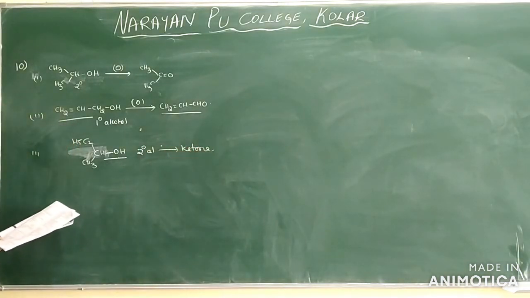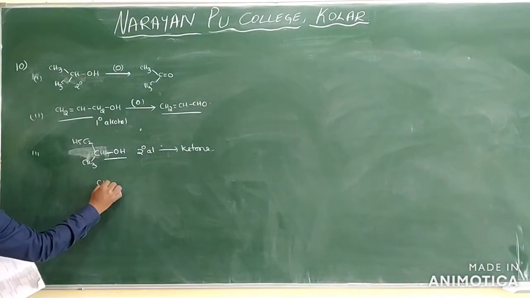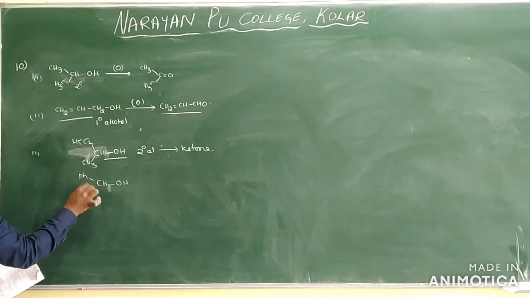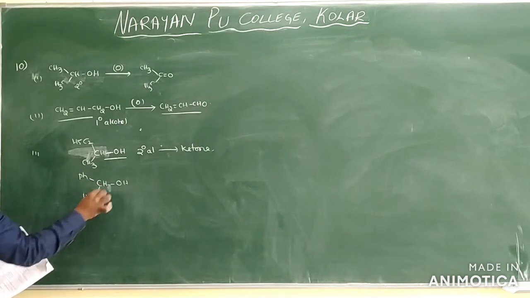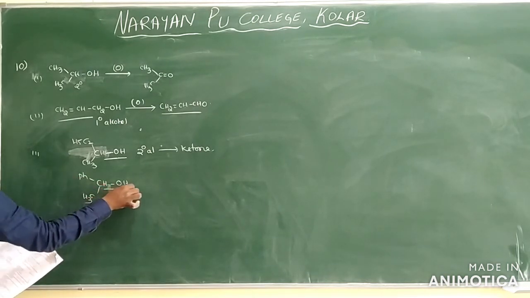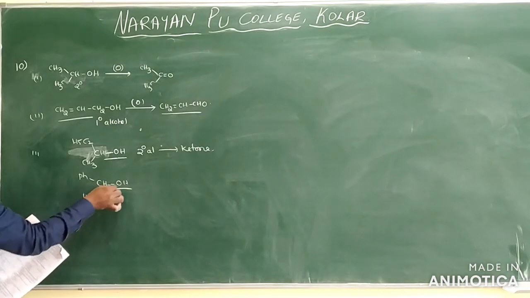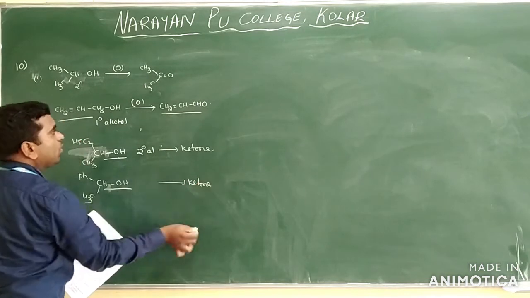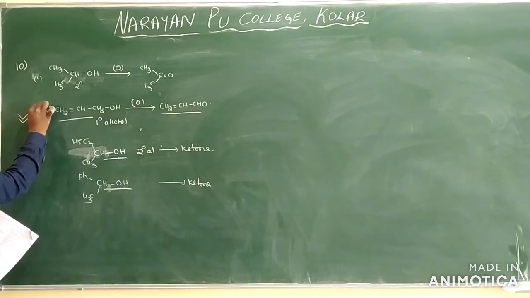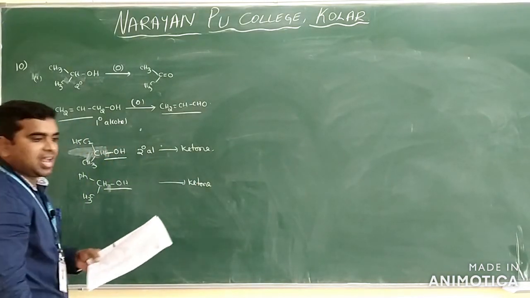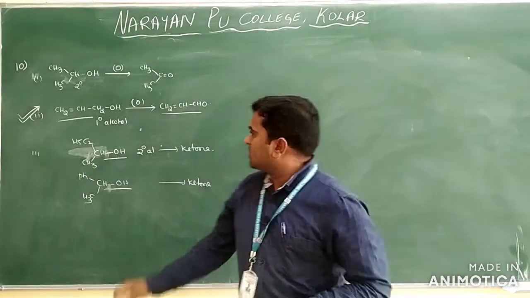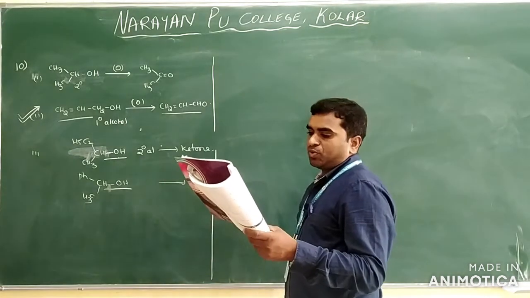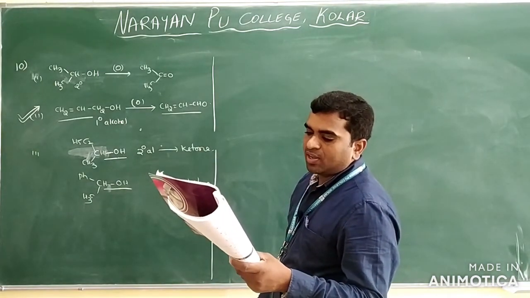Methyl phenyl carbinol. Carbinol means you know CH3OH. One hydrogen is replaced by phenyl and another one is replaced by methyl. So it is a secondary alcohol, and it gives ketone. This also gives ketone. So the one which will not give the ketone on oxidation is allyl alcohol. Clear? You must know the formula of allyl alcohol. Clear? Next one.